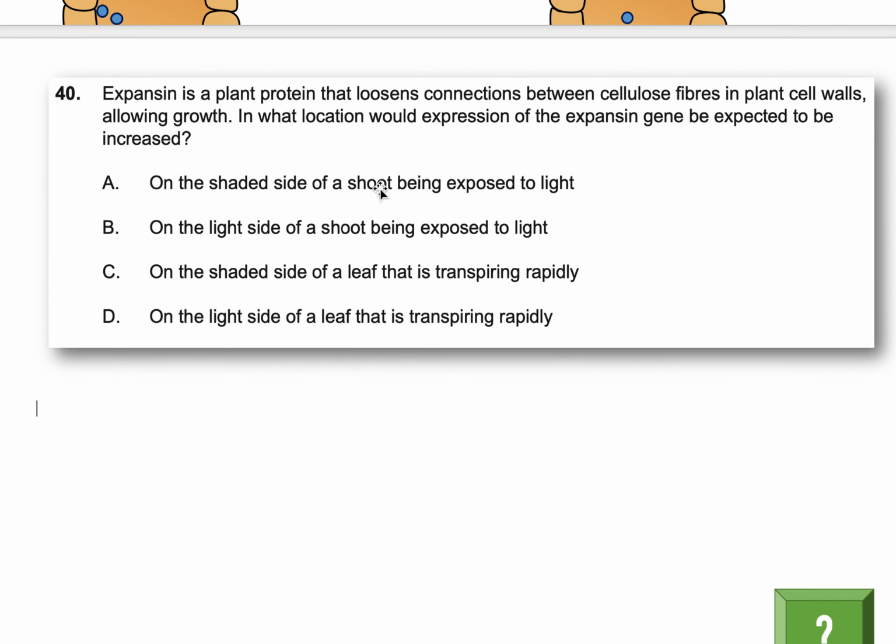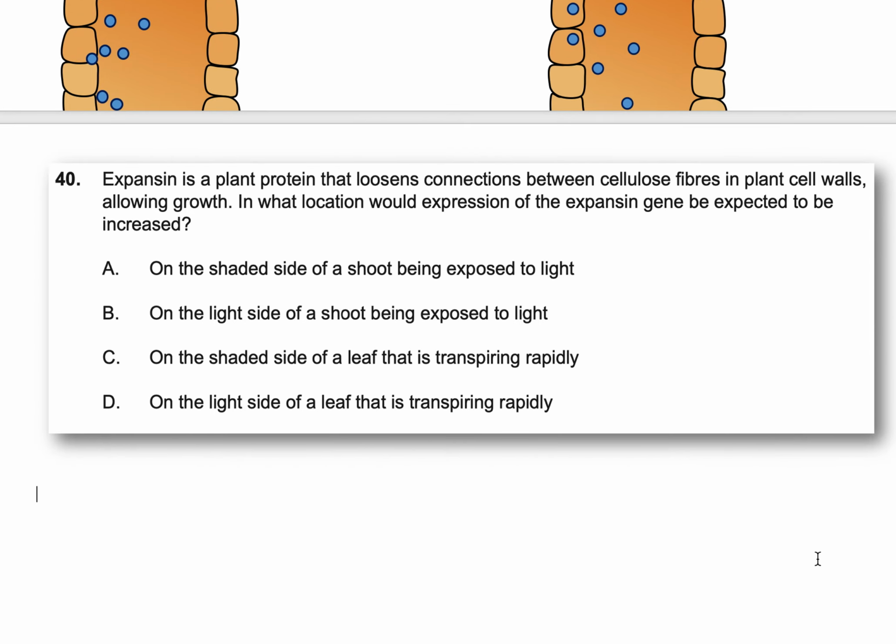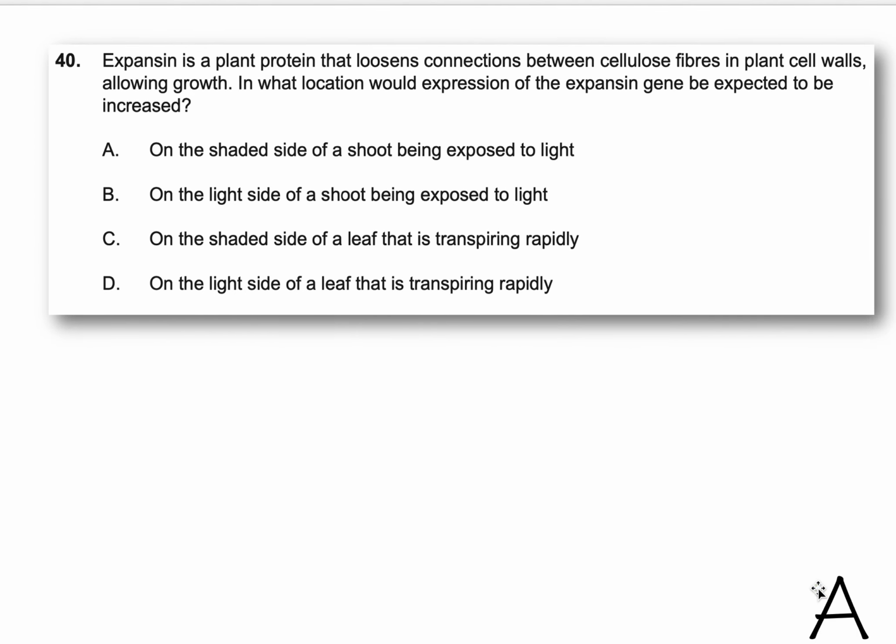On the shaded side of a shoot being exposed to light. Yes, this is true because it's on the shaded side, not the side where light is. So it's probably going to be A. Good. On the light side, nope, not the light side because that's the side of the sun. On the shaded side, that's true so far, of a leaf. No, not a leaf. Remember, it's of the stem. The stem is what causes the growth towards sunlight. So leaf is the wrong part. Same with D. It shouldn't be a leaf, it should be a stem.